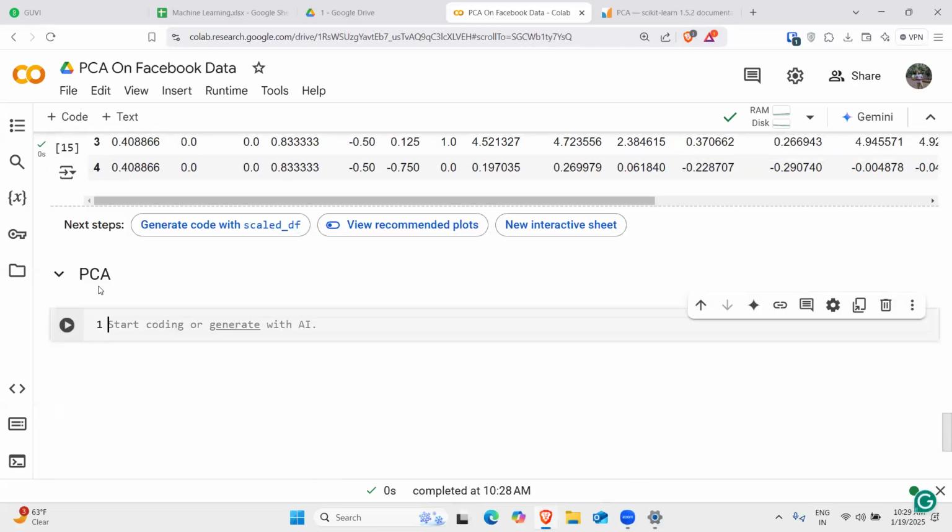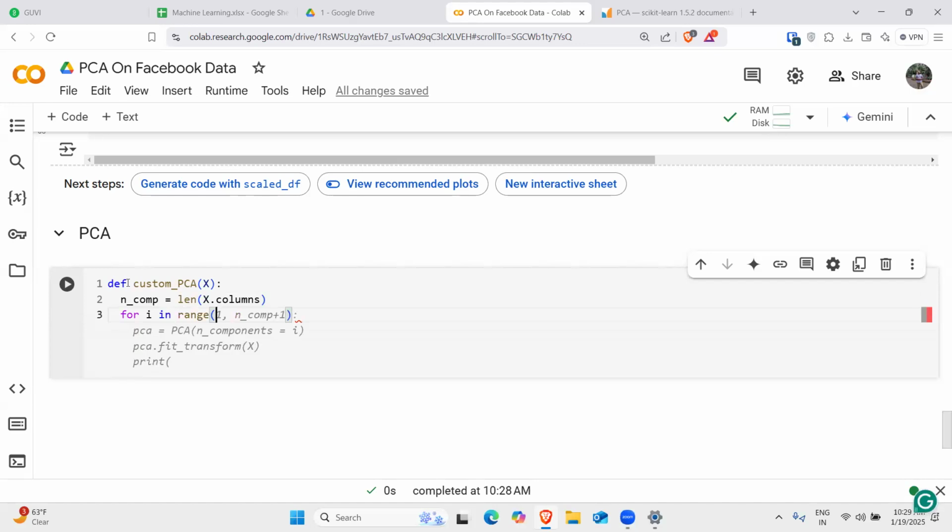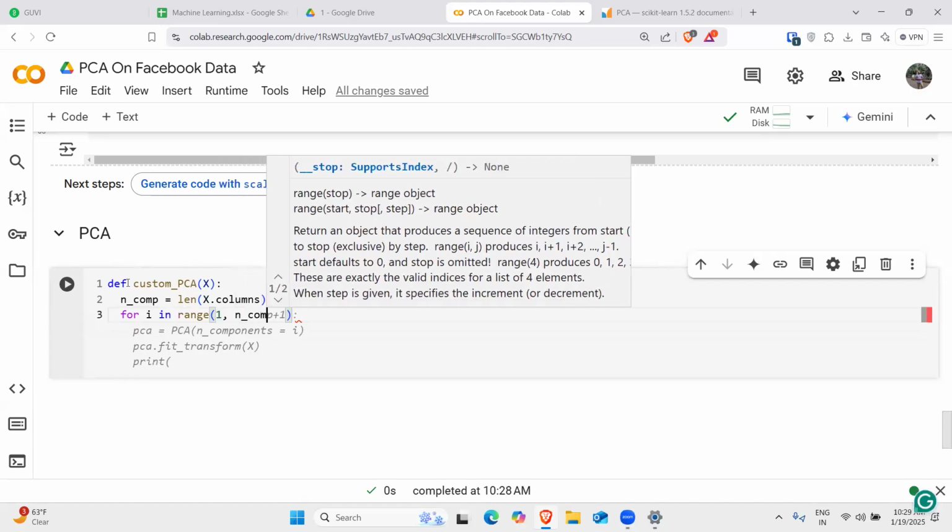Simple. So what I'm going to do is create a custom function, custom_PCA, that I'm going to pass x, n_component is equal to length of x.columns. Then for i in range of 1, n_component.